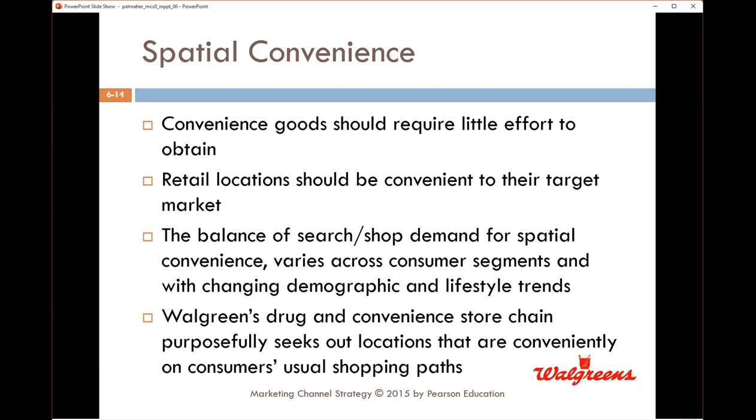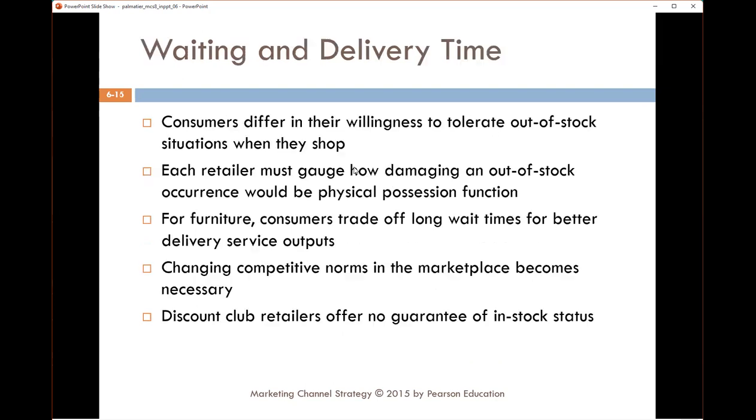People want comparison. They want to be able to have that separation and the feeling like it's not simply like something else. And so spatial convenience covers a lot of different grounds, not just the closeness of it, but the convenience also to another location, and that adds to the value of the experience. Next is waiting and delivery.